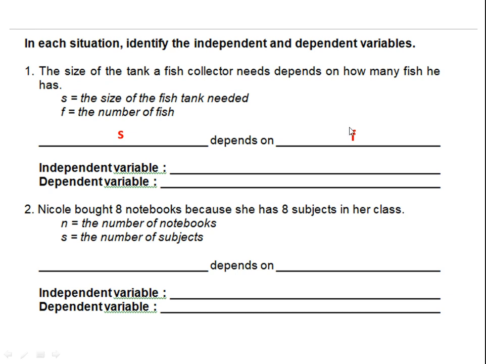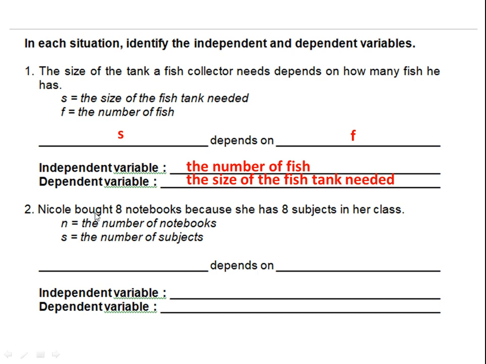So, dito, ang independent variable natin ay F, the number of fish. Kasi, yung size of the fish tank ang dumedepende kung ilan fish meron yung fish collector. Okay, so si dependent variable ay yung nasa unang blank. So, dumedepende yung size ng fish tank kung ilan yung fish na meron. Okay? Let us have number 2.